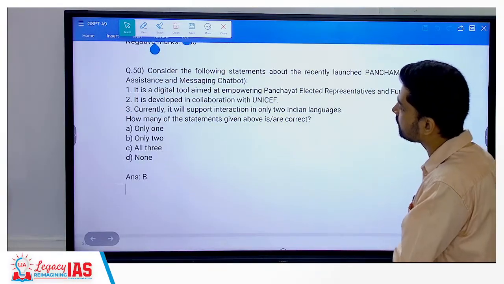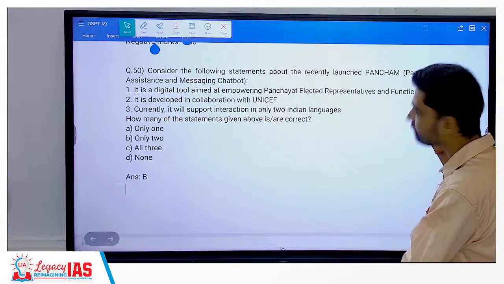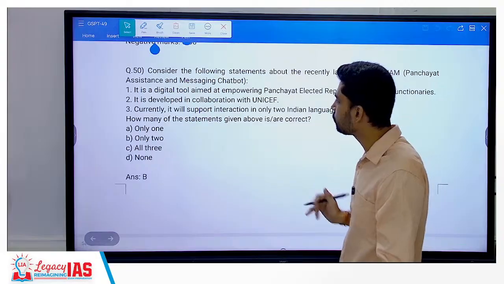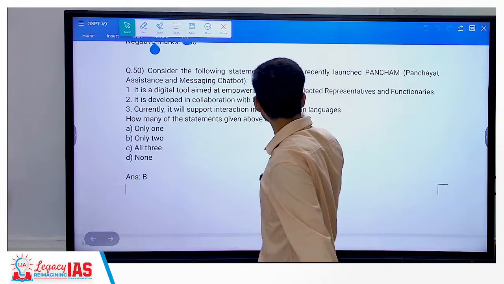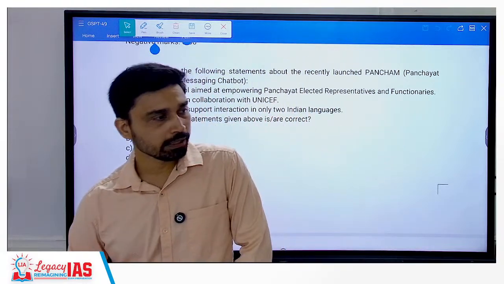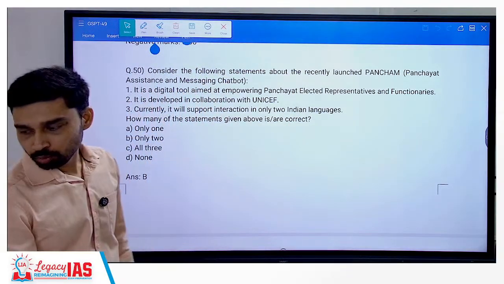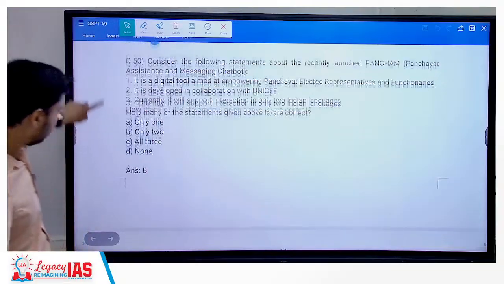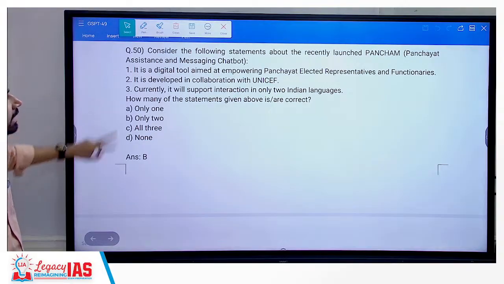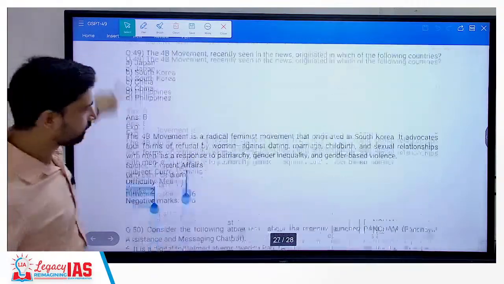Then, PANCHAM, Panchayat Assistance and Messaging Chatbot, a digital tool aimed at empowering Panchayat elected representatives and functionaries. That is a correct statement. Developed in collaboration with which organization? UNICEF. That is also correct. Currently, it will support interaction in only 2 Indian languages. That is not correct, because it has been integrated with Bhashini, which supports 22 Indian languages. So rather than 2, it will support 22 Indian languages. So what is the correct option? B. The third one is incorrect, so the first and second are correct. So that is about this, I think.